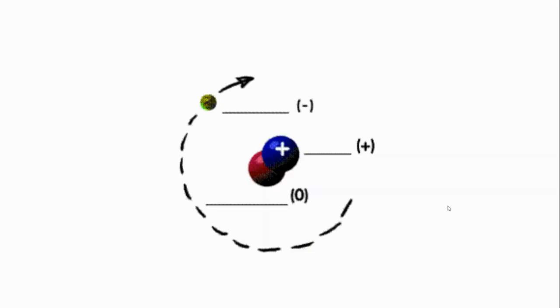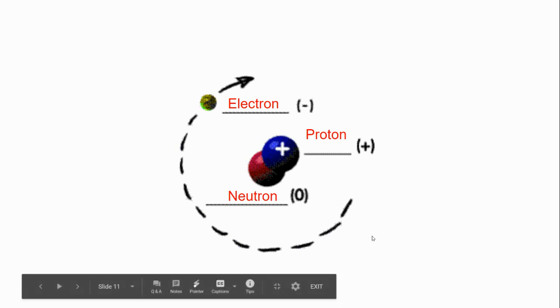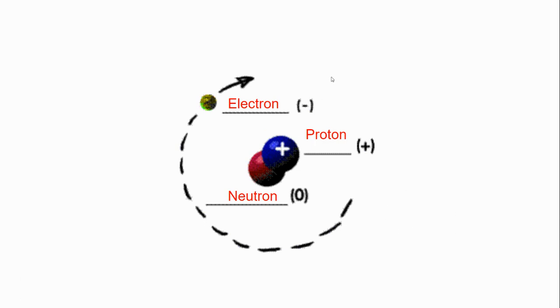Okay, so if we're looking at our charges here, how do we identify our subatomic particles? We know that if we're negative, we are an electron. If we are positive, we're a proton. And if we're neutral, we are going to be a neutron. So again, go ahead and make sure those are filled in correctly. And again, a neutron is neutral and an electron is negative. A lot of kids get those confused.